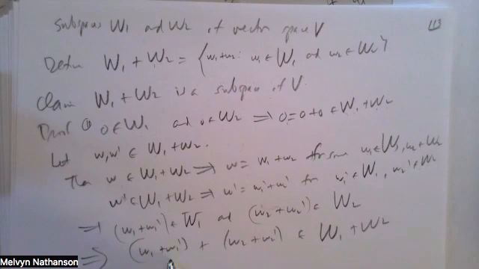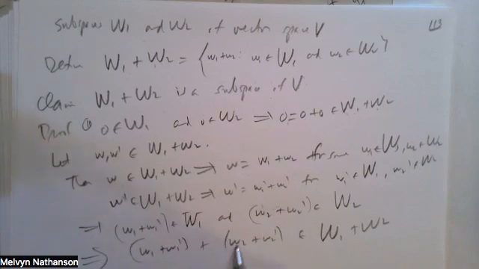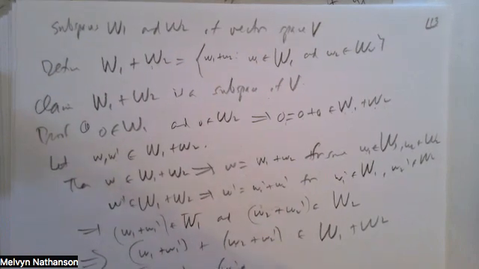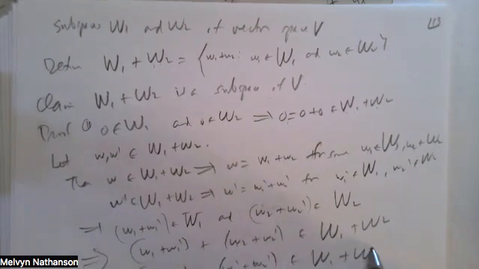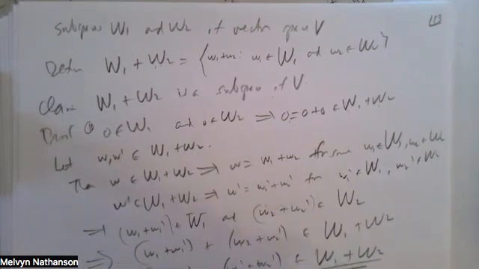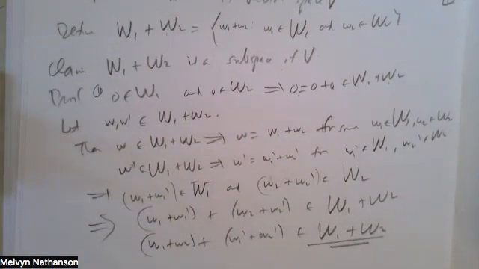But just by using associativity, distributivity, and commutativity rather, this means that w1 plus w2 plus w1 prime plus w2 prime is in W1 plus W2. So this set, W1 plus W2, is closed under vector addition. And in the same way, we can show that it's closed under scalar multiplication.